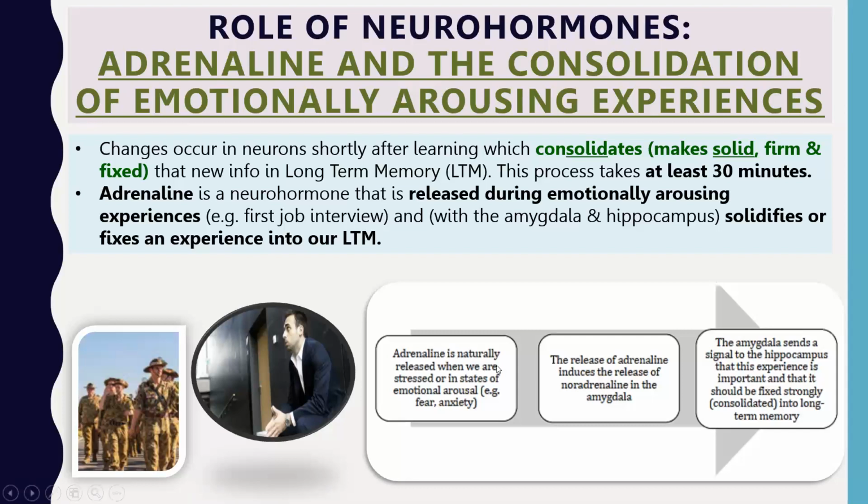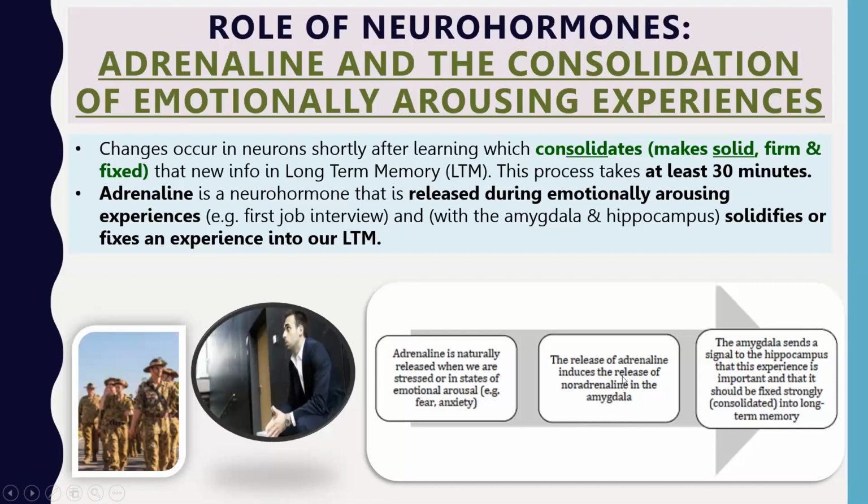The first thing that happens for that memory to be really stored quite strongly, or consolidated, is that adrenaline will be released. Now, when adrenaline is released, the amygdala gets this signal that adrenaline has been released. And so what the amygdala does is that it then releases noradrenaline. Noradrenaline is a counter hormone to adrenaline. It works with adrenaline to make sure that the effects of adrenaline are not too intense on the person's body.